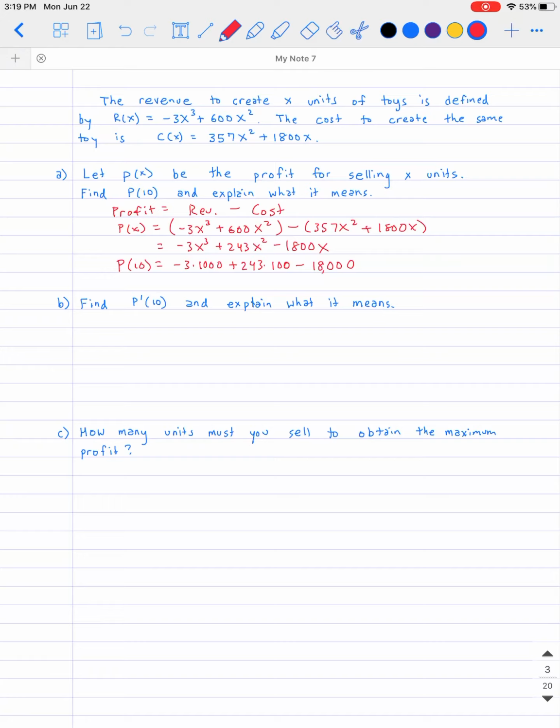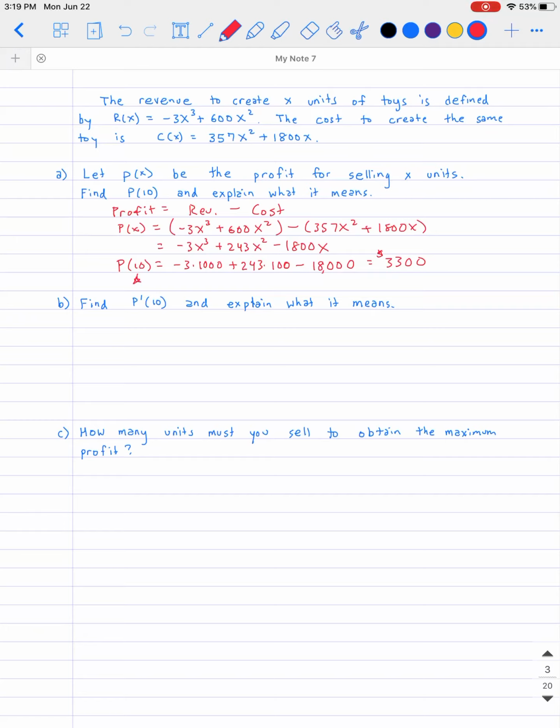So that's negative 3,000, and then plus 243,000, and then minus 18,000. So the result is that this is equal to 33,000. And in terms of the explanation, because I want to know what this number actually means, is that you are going to sell 10 units of whatever it is that you're making. And this 33,000, that's how much money that you're going to make by selling 10 units then.